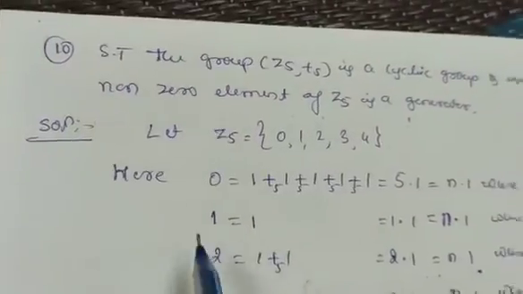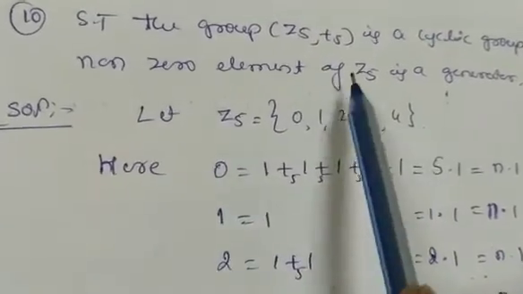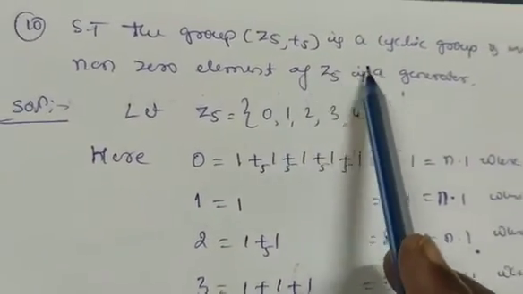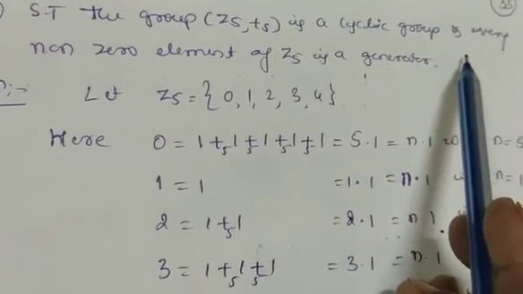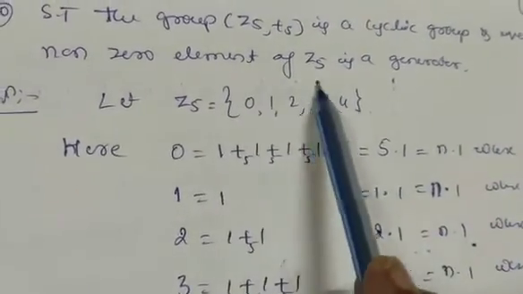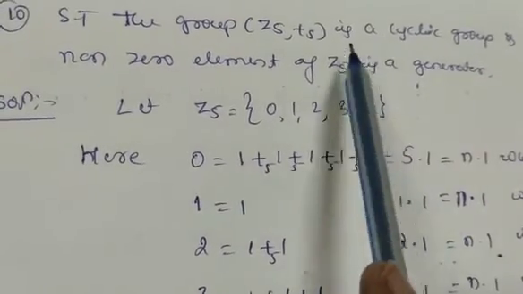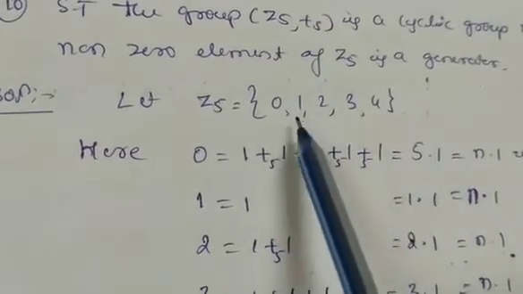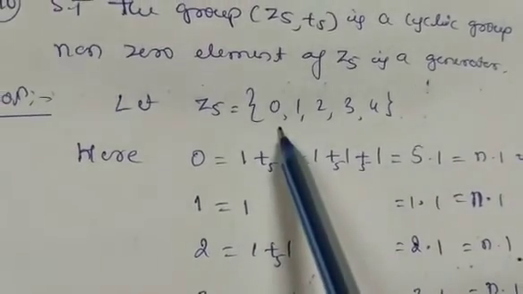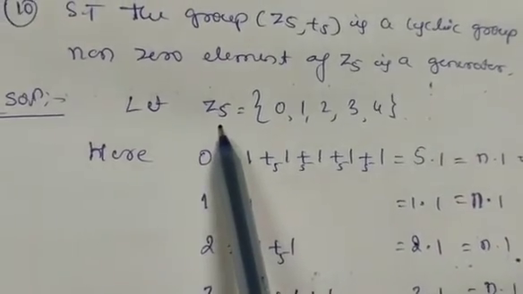Take one more last example. These are examples from the exercise also. Show that the group Z5 under addition mod 5 is a cyclic group, and every non-zero element of Z5 is a generator. So first you have to show that it is a cyclic group, and next you have to show that all elements other than 0 are generators of this group. This you have to prove. So first let us prove that this is a cyclic group.